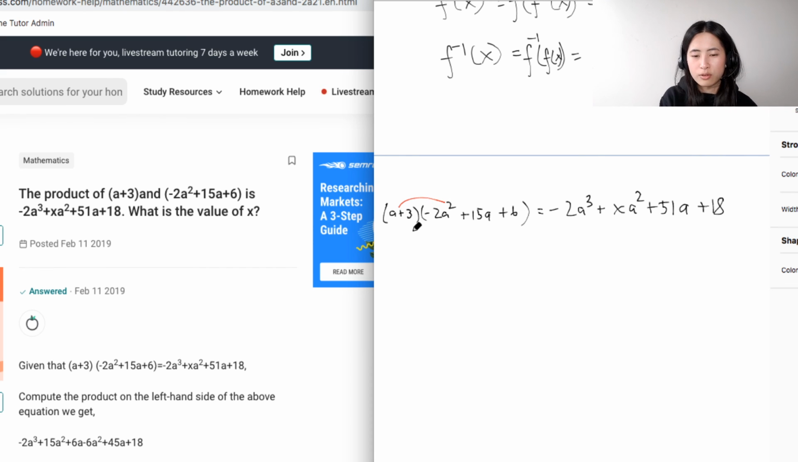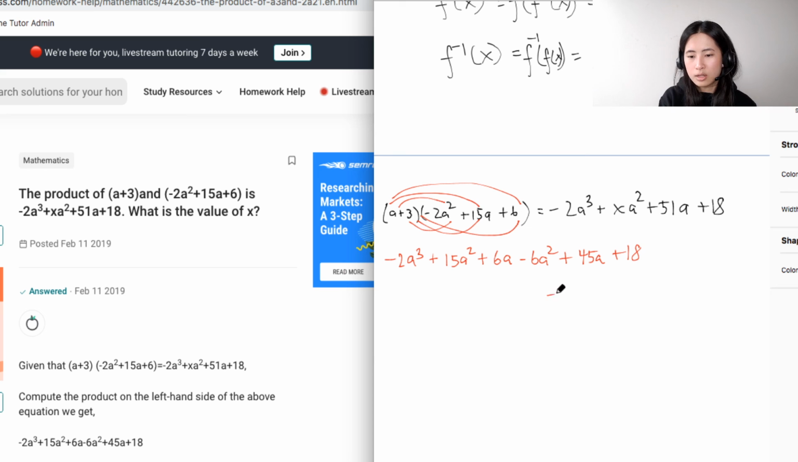So again, we're just applying the FOIL method, so you multiply a times negative 2a squared. So that becomes negative 2a cubed, right? The next one would be to multiply a times 15a, so that would be plus 15a squared. Next up, we have 6 times a, which is going to be positive 6a, right? And then your inner term, so outer term and then your inner term. So you have negative 6a, and this is squared. Moving on to 15 times 3, so that's going to be 45, and this is positive 45a. And when you multiply 3 times 6, that's going to be 18, right?